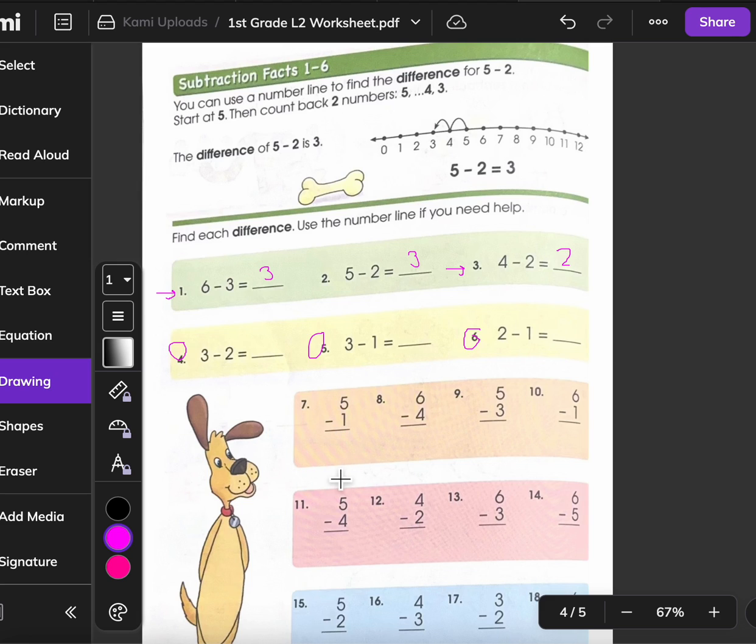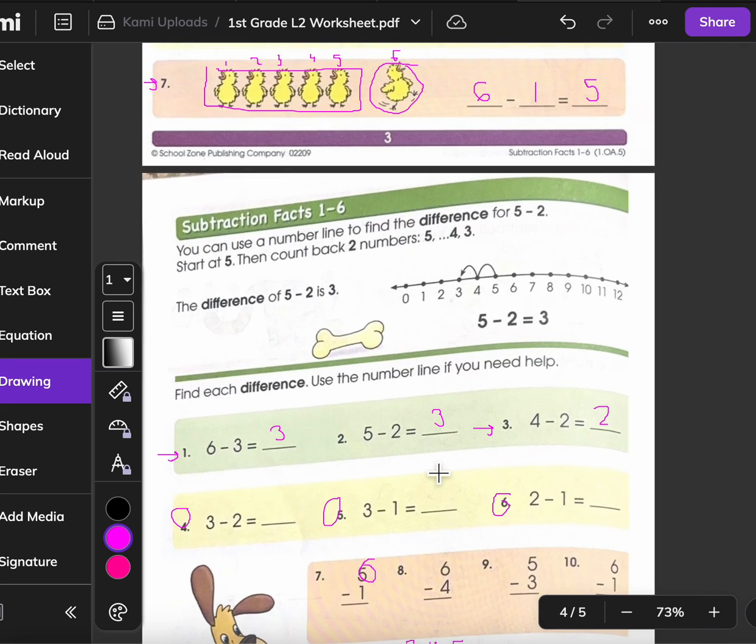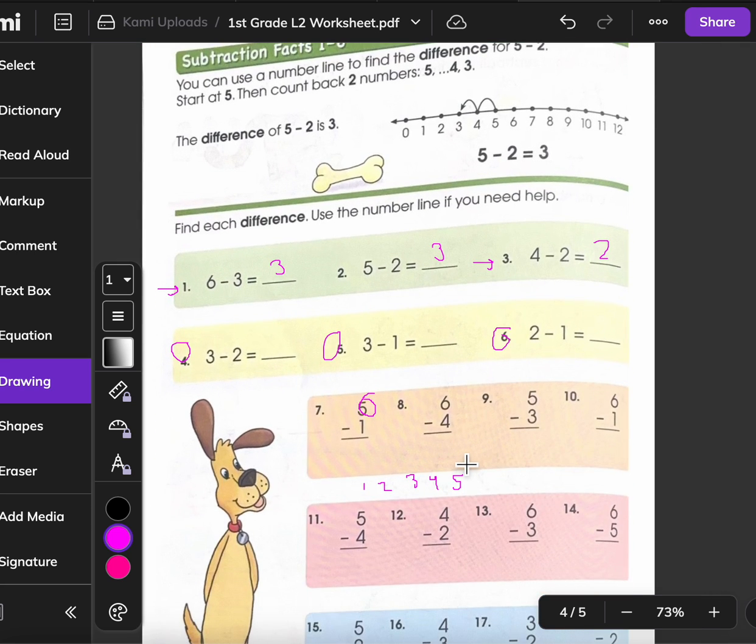So let's say we have 1, 2, 3, 4, and 5. Okay, that's our given number for number 7. It says minus 1, so we're taking 1 away. So when we take 1 away, we're always going to take 1 away from the right side. So how many are left? 1, 2, 3, 4. So the answer for this becomes 4.